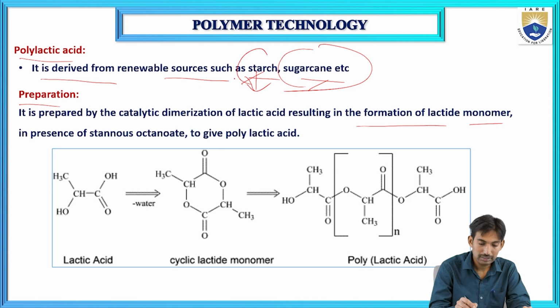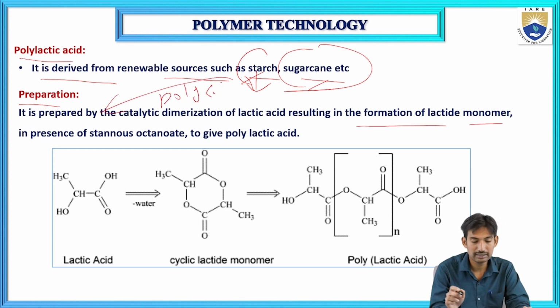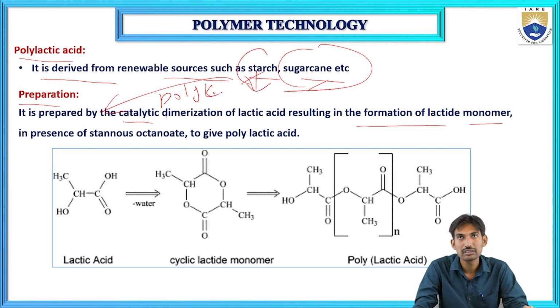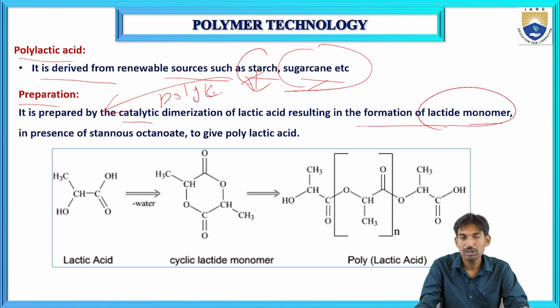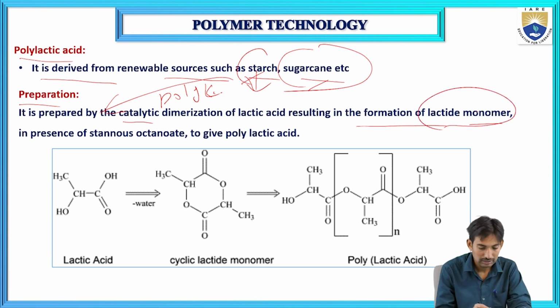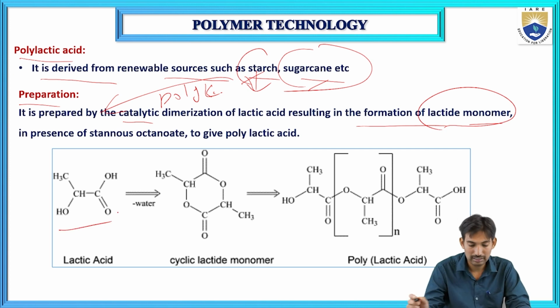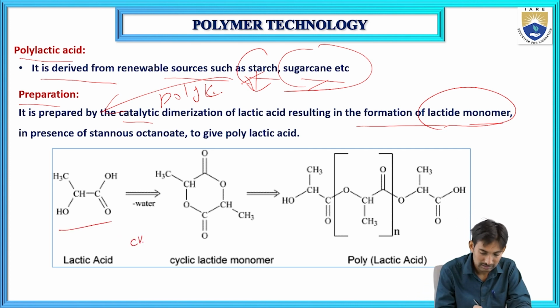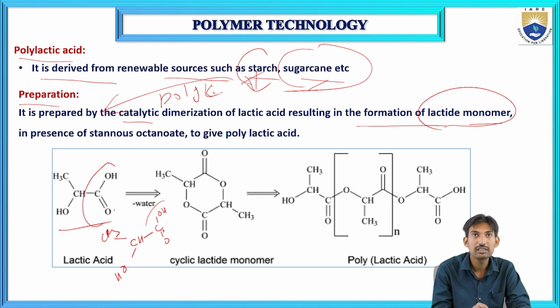The obtained lactic acid undergoes catalytic dimerization and forms lactate monomer. This is the structure of lactic acid: CH3, CHOH, and COOH, with a C double bond O. This is the carboxylic acid functional group and the OH functional group.